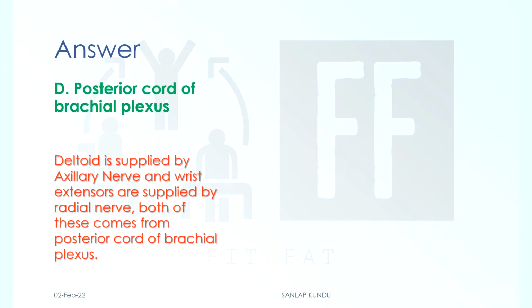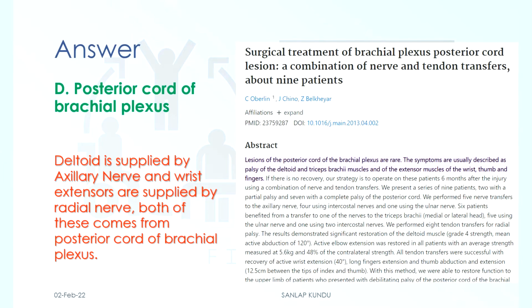Now deltoid is supplied by the axillary nerve and wrist extensors are supplied by the radial nerve. Both of these come from the posterior cord of brachial plexus. Now here is a screenshot against my answer. You can also check the link in the description box to know more about this.